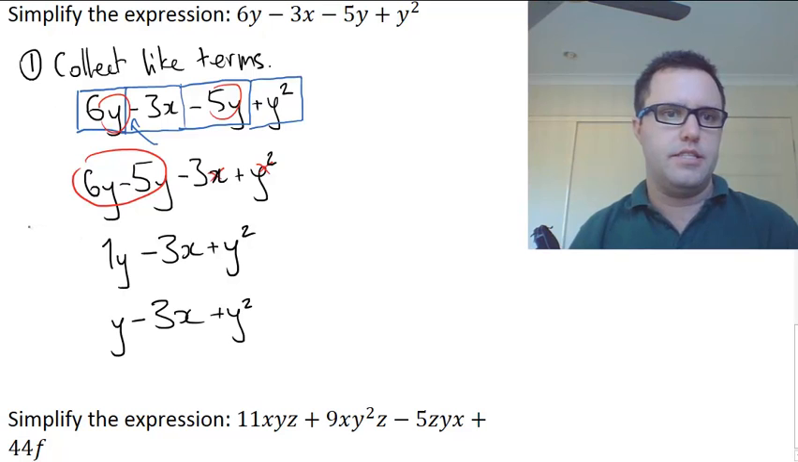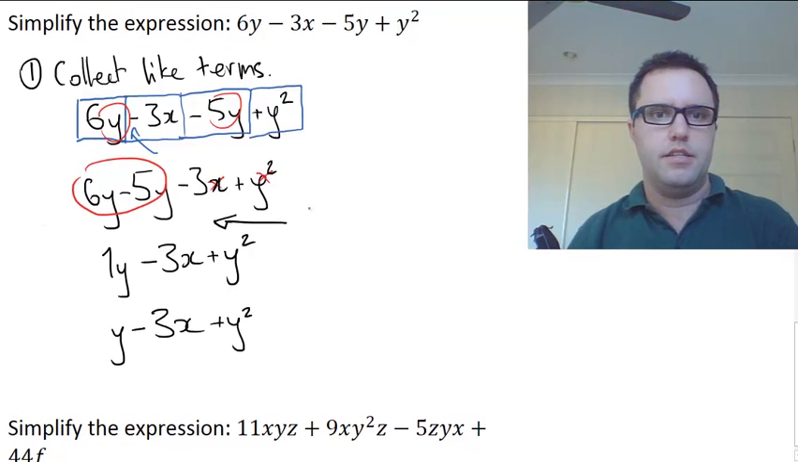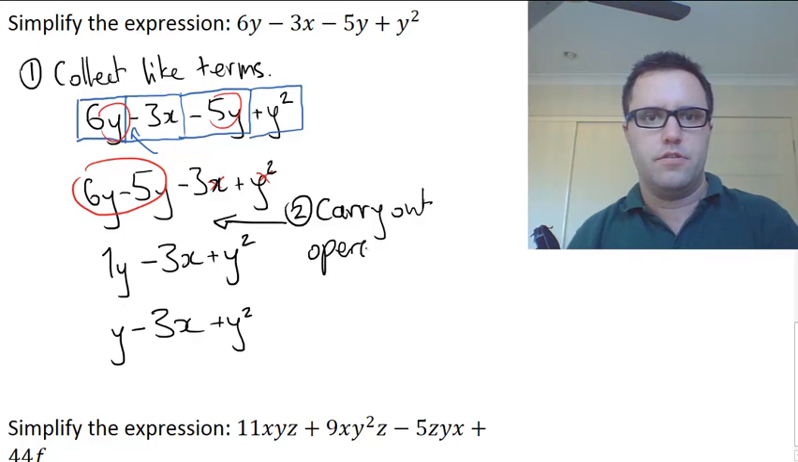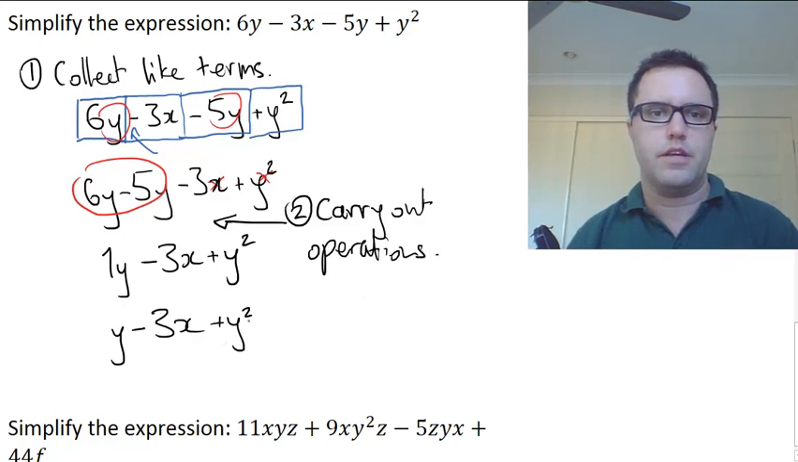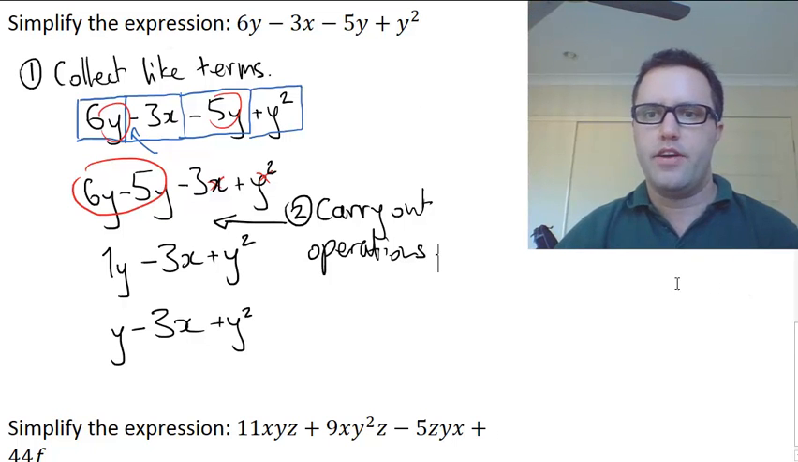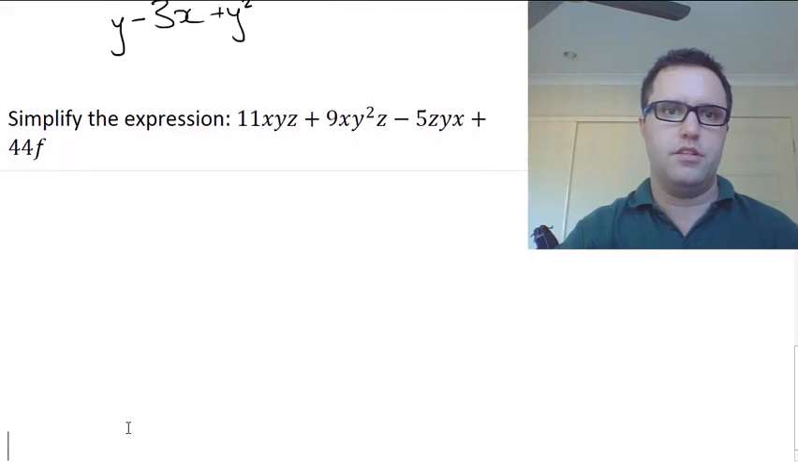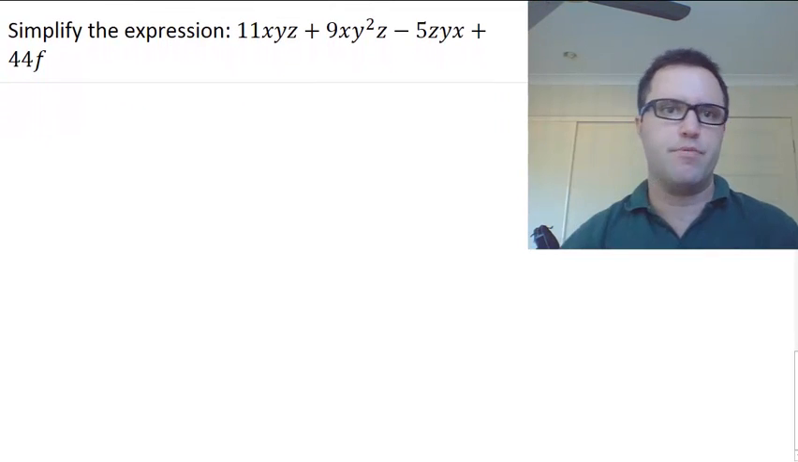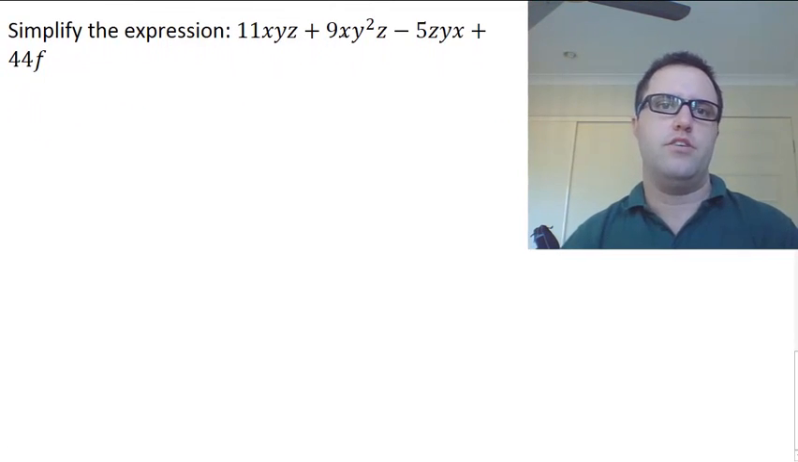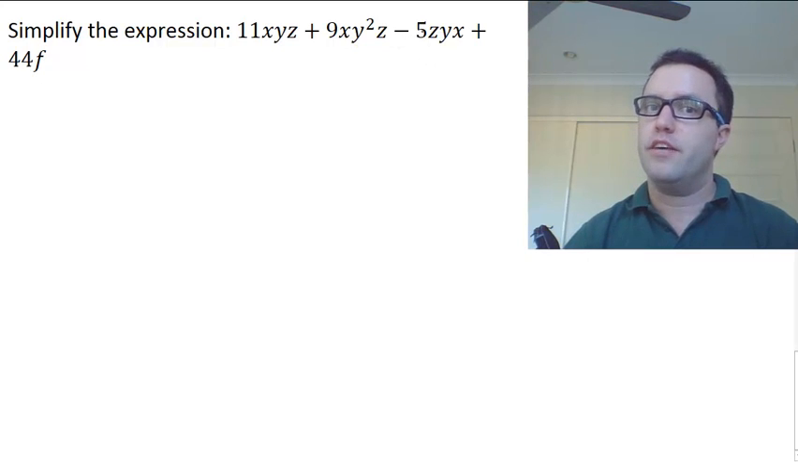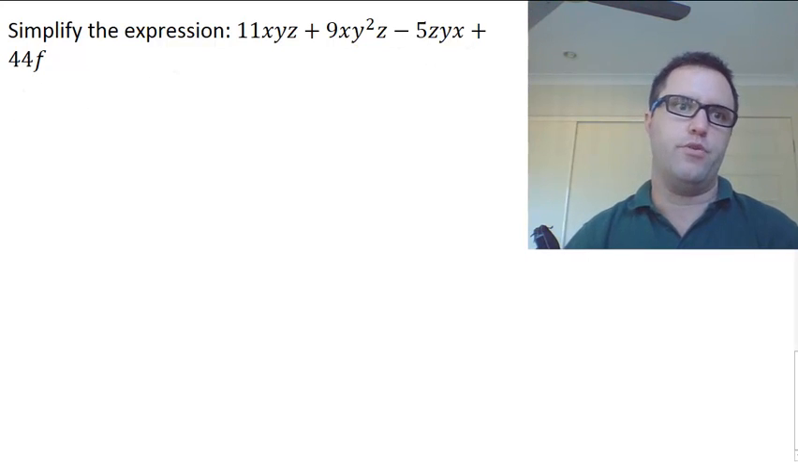Then this second step that I probably should have written in, we're going to call that carry out operations. So we collect the like terms, then carry out the relevant operations. Okay, final one, deliberately made it look a little bit gross. Simplify the expression 11xyz plus 9xy squared z take 5zyx plus 44f.